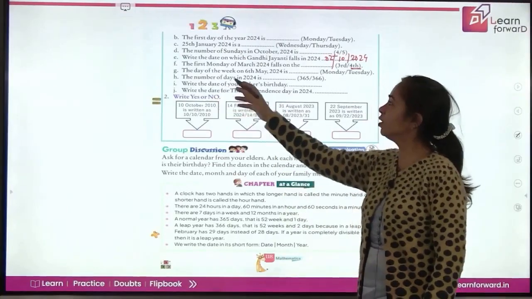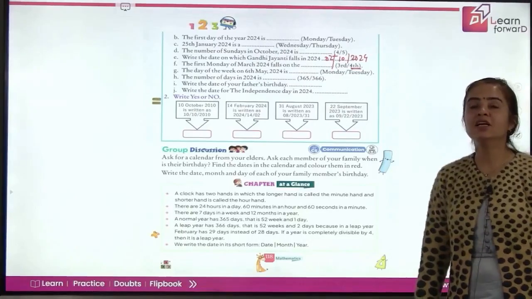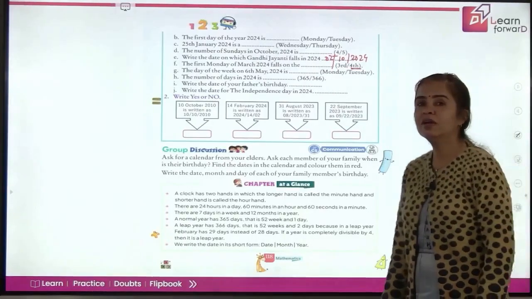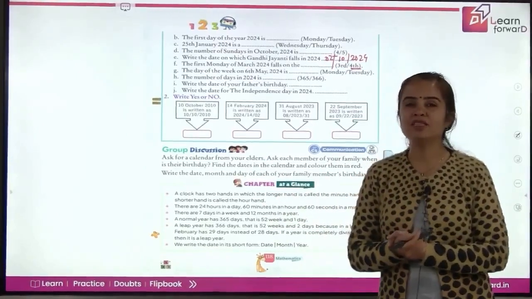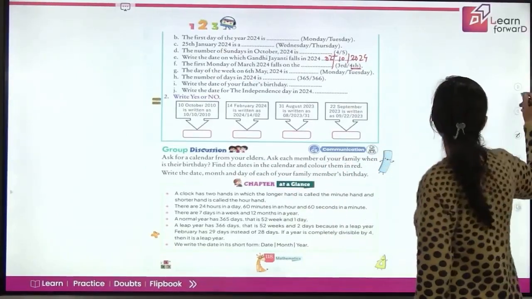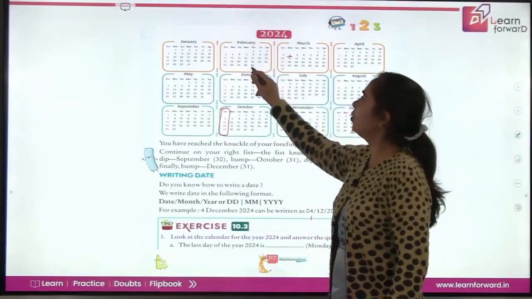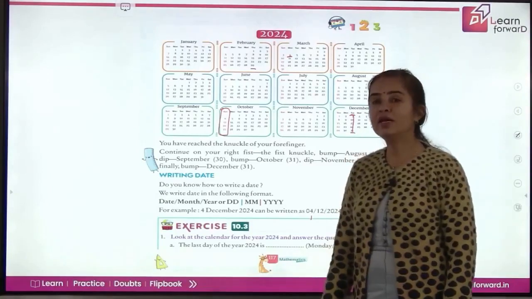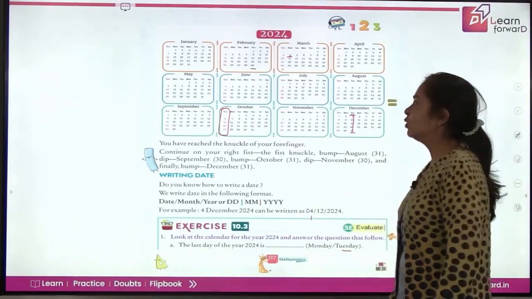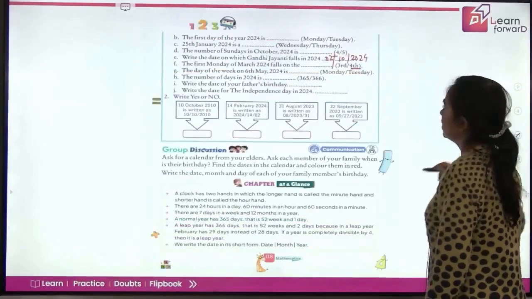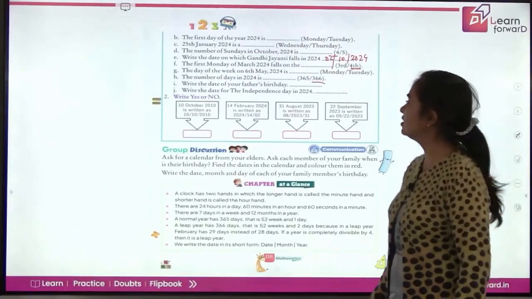When you look at the number of days in 2024, is it 365 or 366? So how will you make out? There is only one month where there is a difference in the number of days. Let's go back and see how many days are there in that month. Which month is it? That is February. How many days do you see here? 29. But normally how many days are there? 28. So this one extra day is there, which means your year will have one extra day, that is 366.